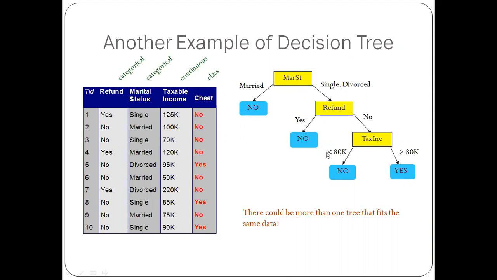For those whose taxable income is less than 80K, they have not cheated, so the class label is no. And for those whose income is greater than 80K, the class label is yes. So this is one more decision tree that we have constructed.